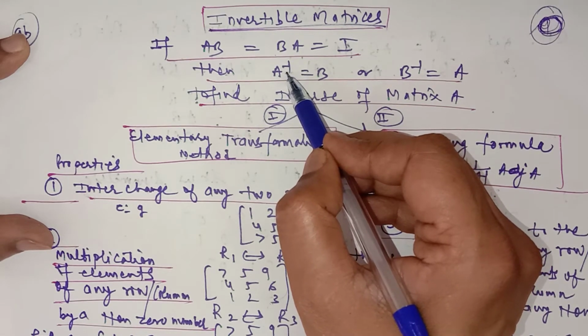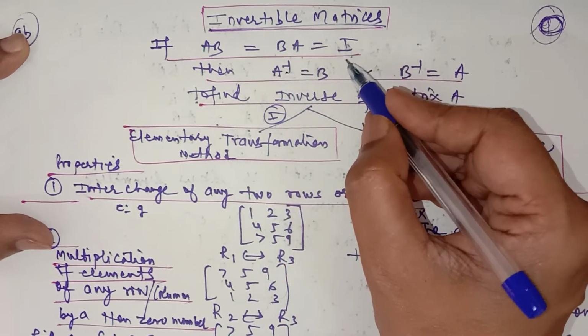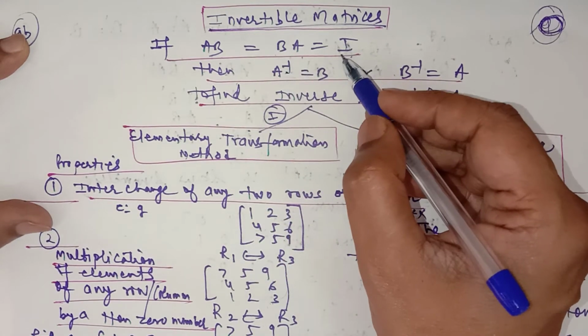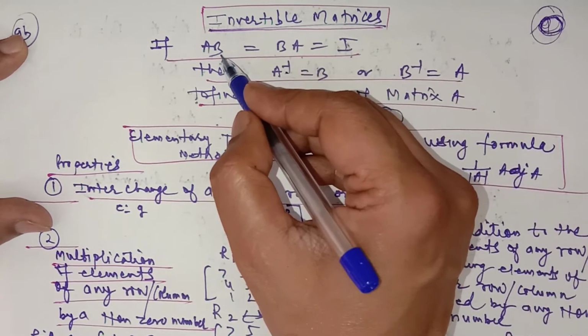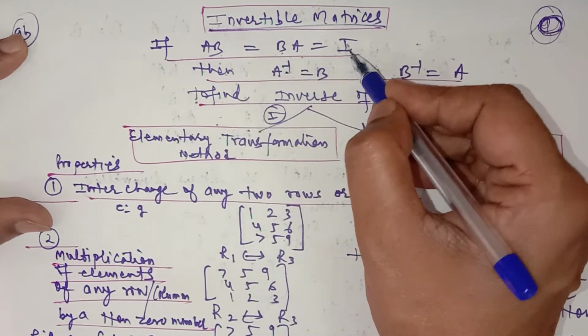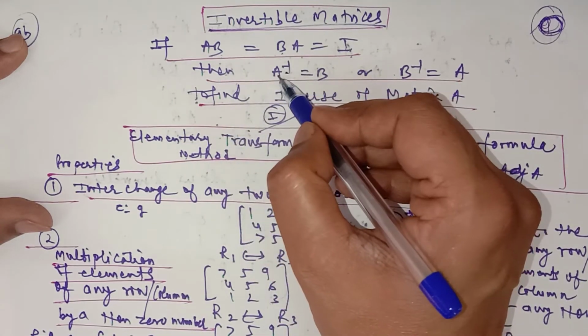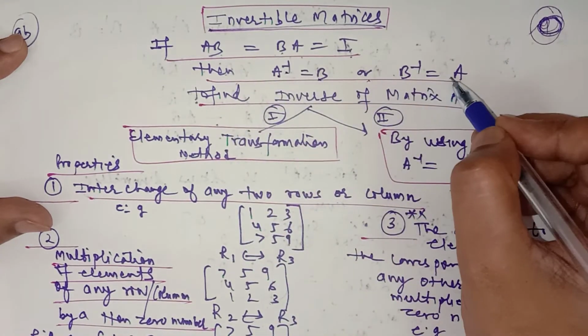This is the sign for inverse. If the product of the two matrices is commutative and their product comes out to be the identity matrix, then we say that one of the matrices is the inverse of the other. So if AB is equal to BA and it comes out to be I, then either A is the inverse of B or B is the inverse of A.